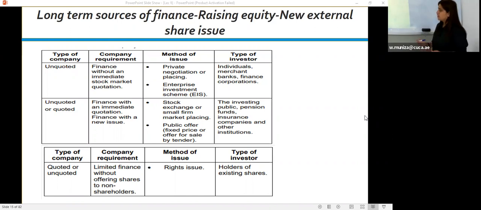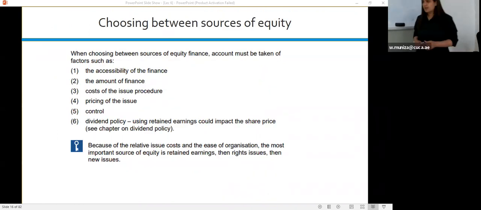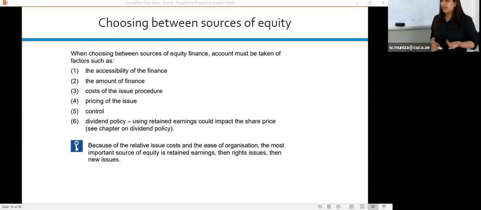Now, the type of company, quoted or unquoted, whose requirement can be limited finance without offering shares to the non-shareholders. Offering shares to non-shareholders is the general type of equity share capital which is issued, not to the existing shareholders. So the method of issue is a rights issue, and the type of investor would be the holder of the existing shares.